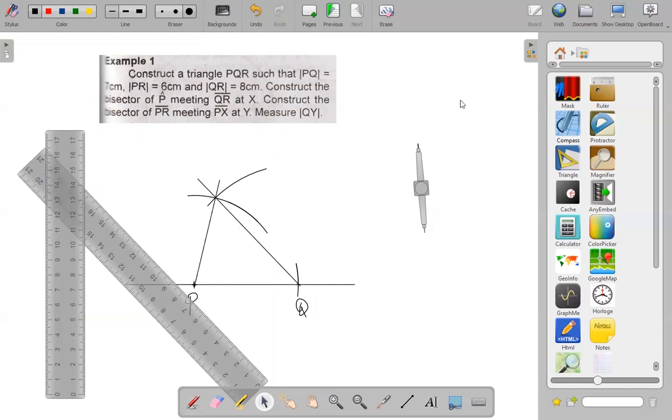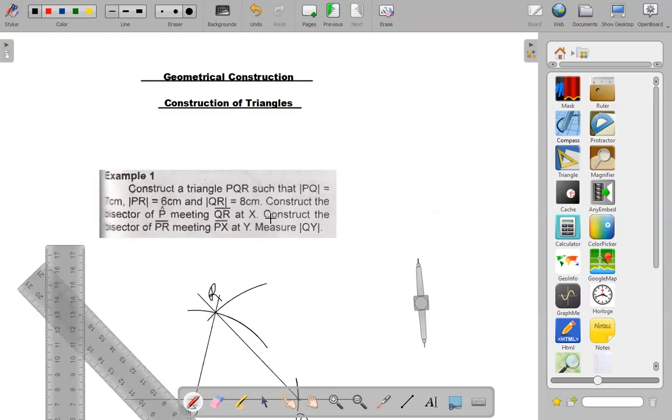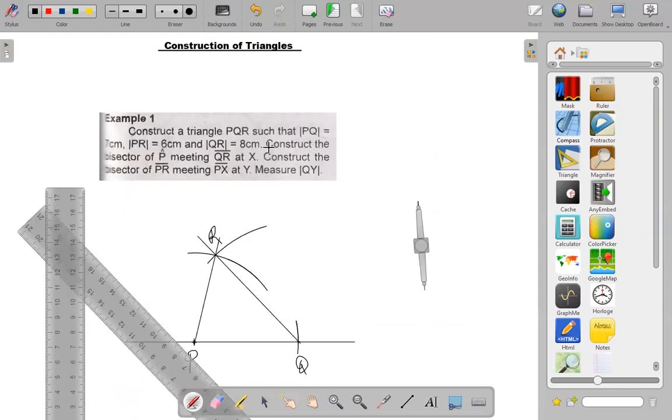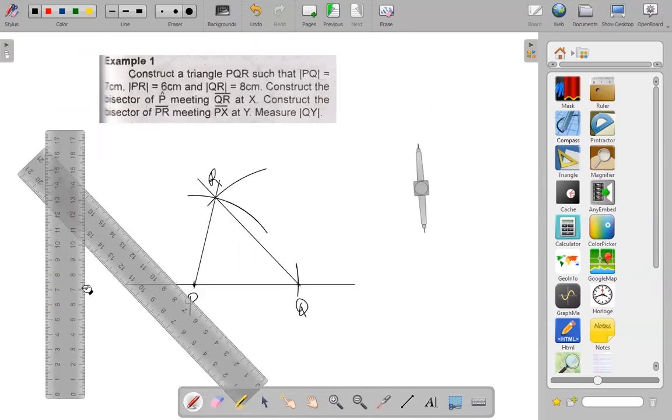So this last point is our point Q. We have PQ already, so this is point R. There are still other instructions. Construct the bisector of angle P, the bisector of angle P meeting QR at X. Okay, so we need to bisect this very angle here.